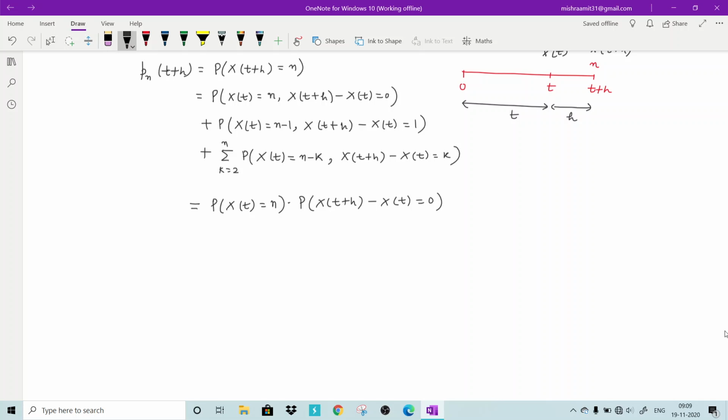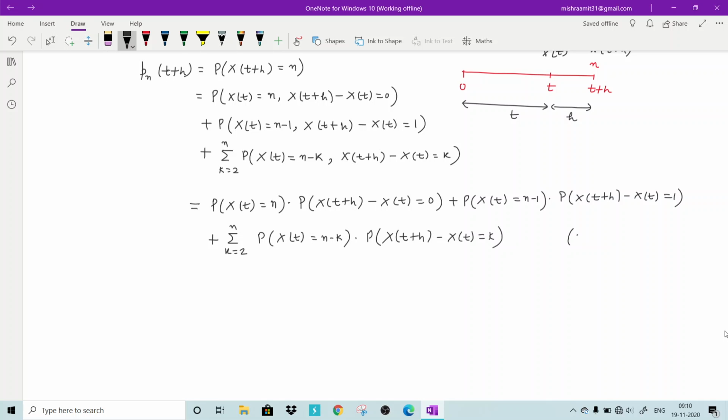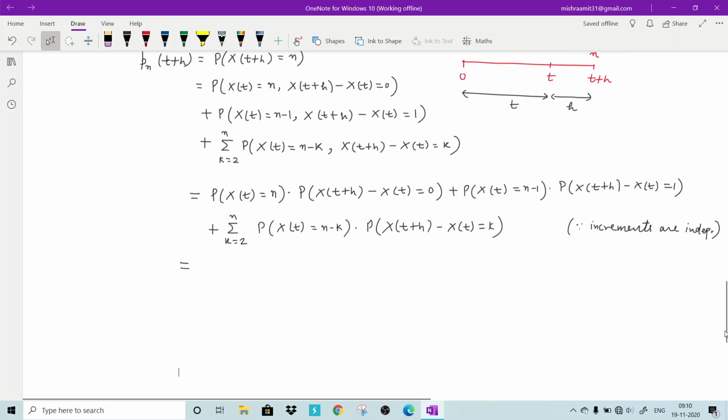First thing is this. Second one is similarly the probability that Xt is n minus 1 multiplied by the probability that Xt plus h minus Xt is equal to 1, plus summation k from 2 to n of the probability that Xt is equal to n minus k multiplied by the probability that Xt plus h minus Xt is equal to k. The reason is, since increments are independent. Okay.